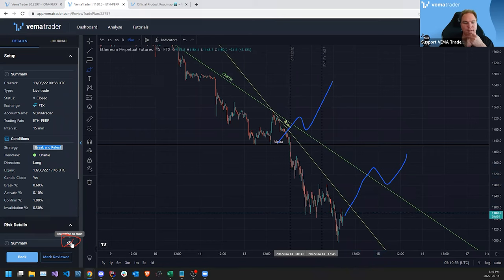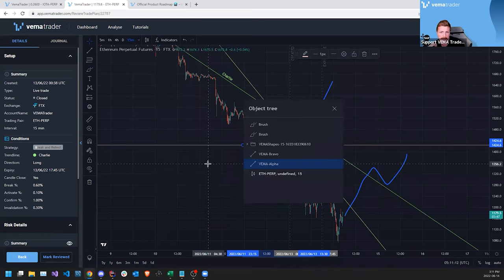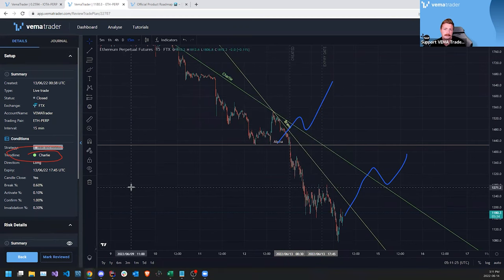A good one, because I had the same problem with the trend lines. A really good one for that is if you right-click a trend line. Or any trend line? Yeah, anything. You can't do it on a trend line now. So if you right-click, no, you can do it on a trend line as long as it's not the one in the setup. Yeah, so then you go to object tree. And then you can see Bravo and Alpha, so you can delete them. But this is set up on Charlie. You won't be able to delete Charlie. You can't even see Charlie. I think if you click them in shapes, I don't think they'll even be there. So that way you know exactly which setup you've done it on.